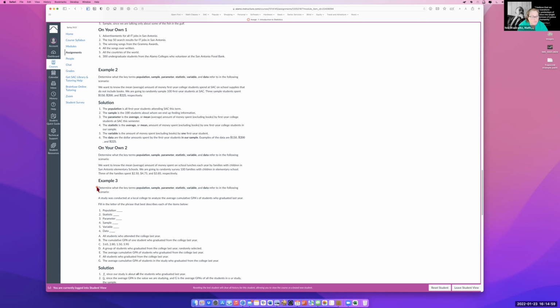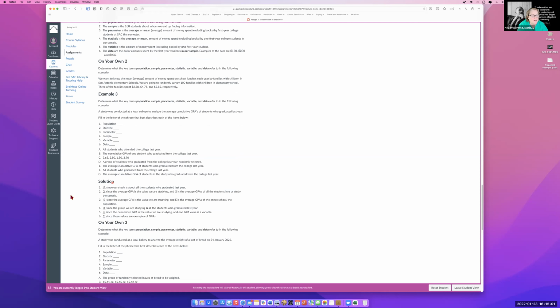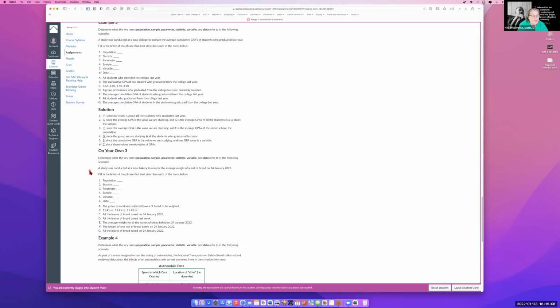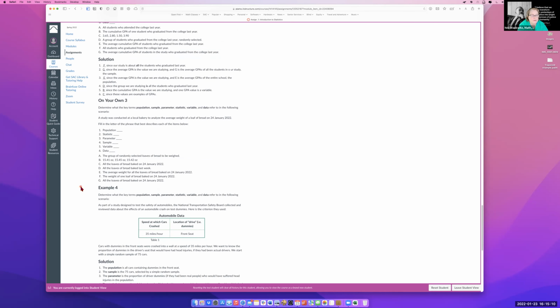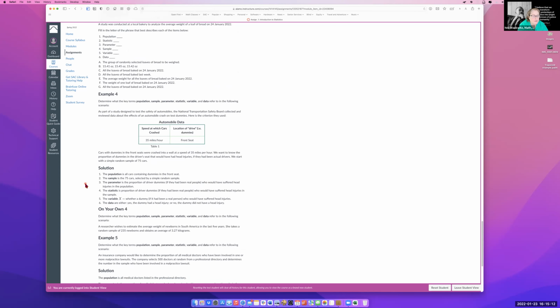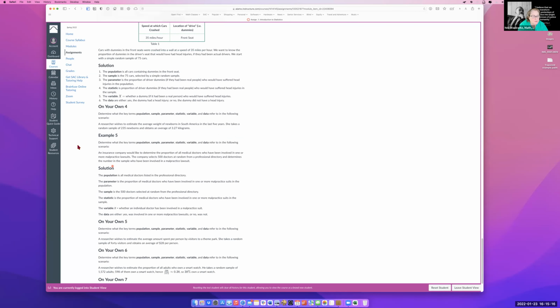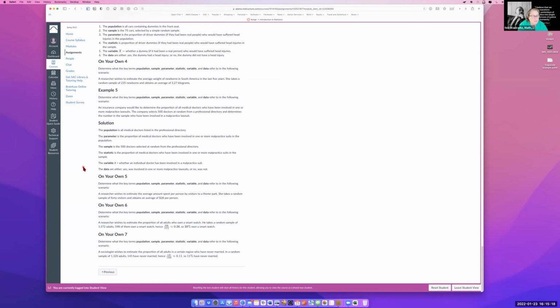If we keep going, you can see that all of the problems in our homework, we have an example, a solution, and then on your own. An example, the solution, on your own. Example, solution, on your own. And then at the end, I went ahead and gave you some extra assignments, some extra problems. So let's look at one of these.